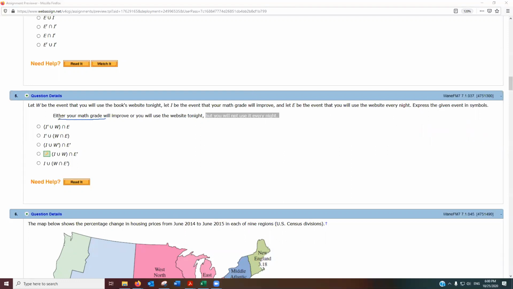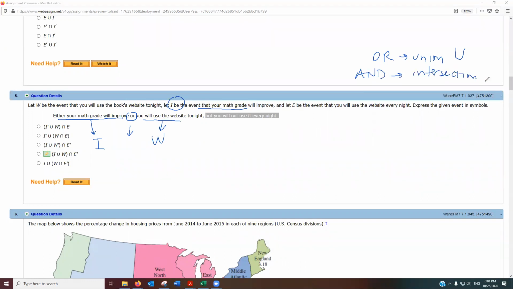When they say your math grade will improve, that's the event I. So this is really an I. You'll use the website tonight. Well, that's the event W. Now the word or is a union symbol. So remember, the word or is union. The word and is intersection.